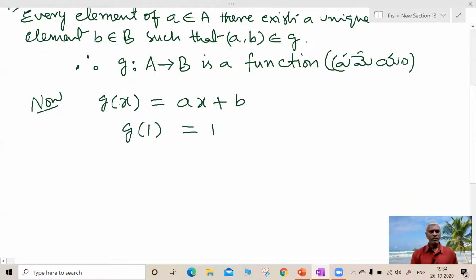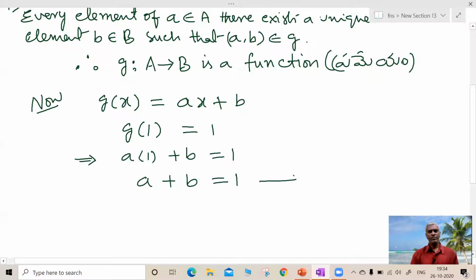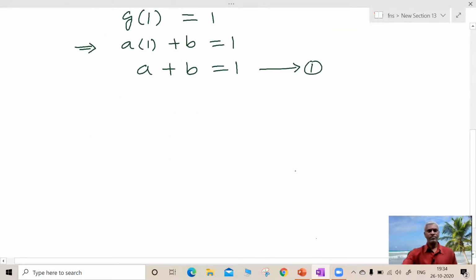What is g of 1? If you write 1 in place of x, you will get g of 1 is a into 1 plus b. g of 2 is a into 2 plus b. So by this, a into 1 plus b is equal to 1. That is a plus b is equal to 1. Let us name it as equation 1.